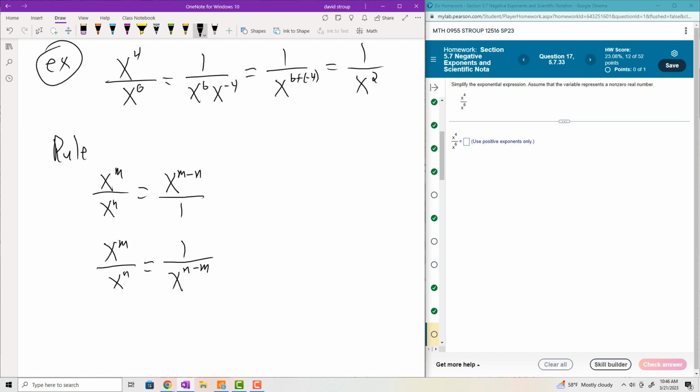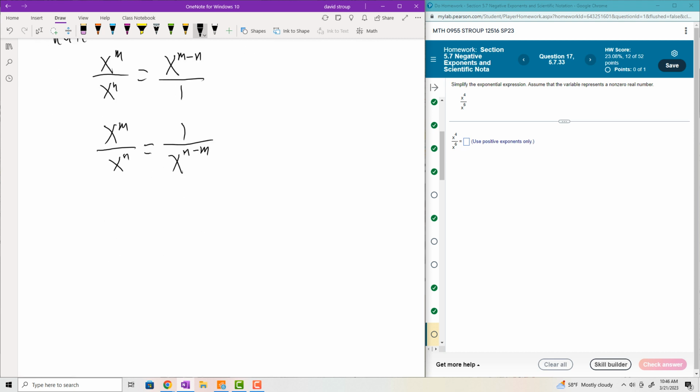Okay. All right, so for example, if you have, let's say, a to the 5th all over a to the 7th, you don't want to move the 7 up and go a to the 5 minus 7. Okay. You want to move the a to the 5th down, so you have a to the 7 minus 5, which will be 1 all over a squared.